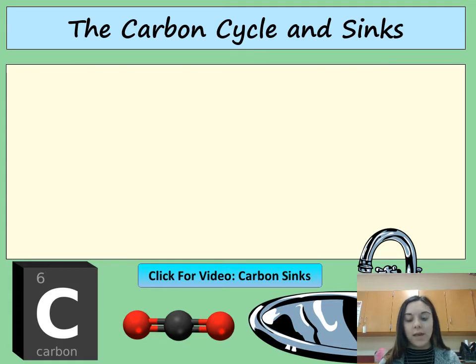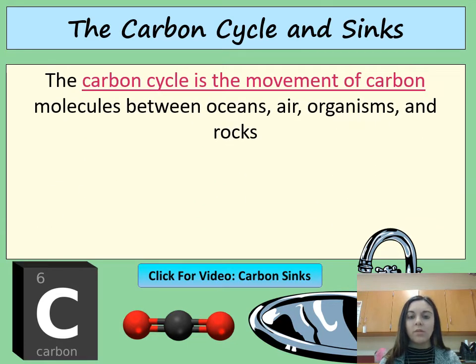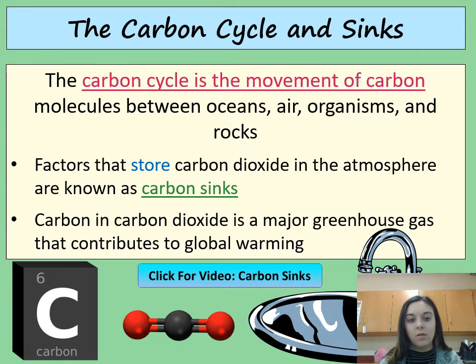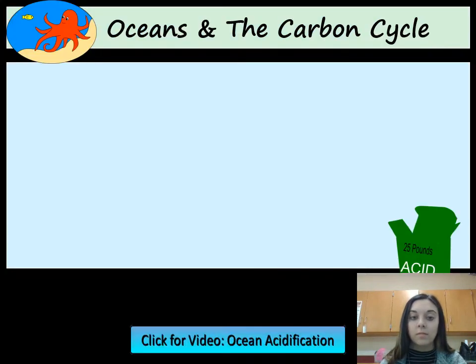The carbon cycle and sinks. The carbon cycle is how carbon moves between oceans, air, organisms, and rocks. Then we also have places that carbon dioxide can be stored, and they're called carbon sinks. Okay? Carbon dioxide is a major greenhouse gas that does contribute to global warming. So those carbon sinks could be anything from oceans. We can store carbon in the oceans or land, in the air as well.